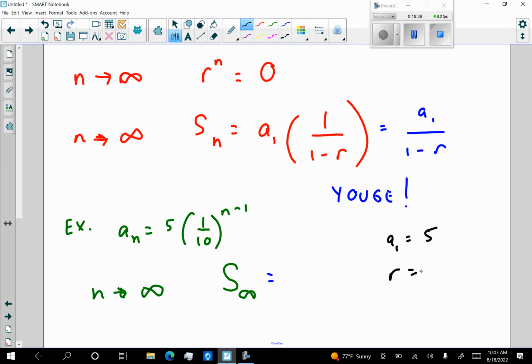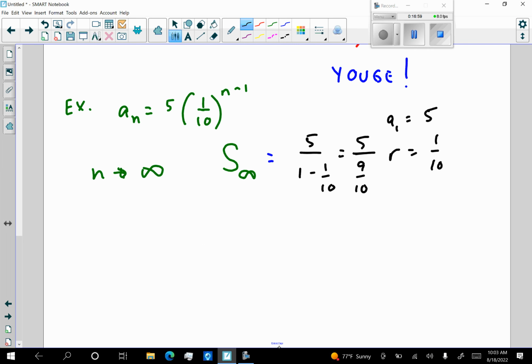What's r? 1/10. So it's going to be the first term over 1 minus 1/10. What's 1 minus 1/10? 9/10. So this is going to be 5 over 9/10. What's 5 over 9/10? I believe the infinite sum is 50/9.